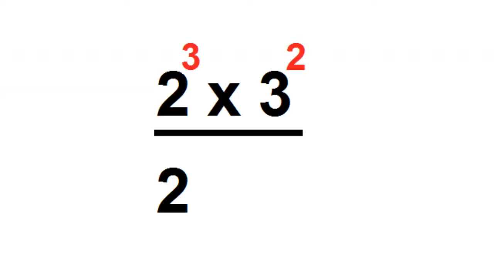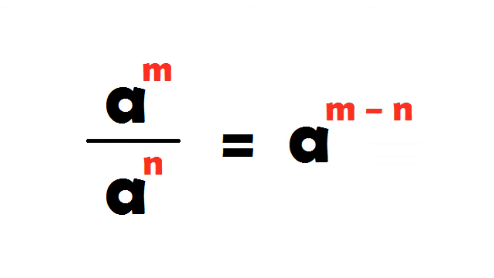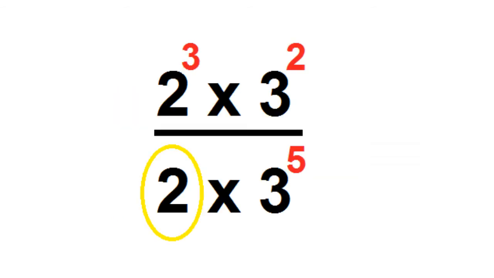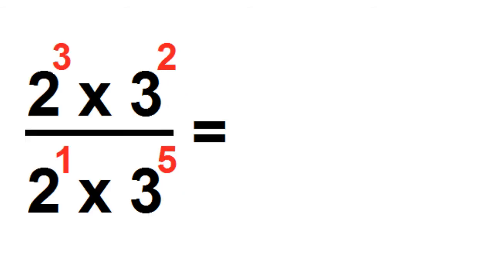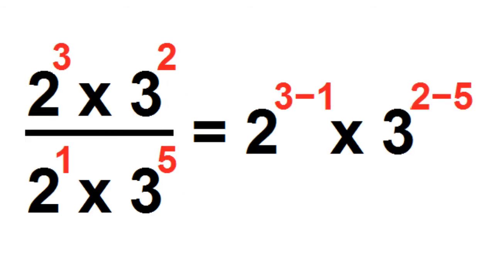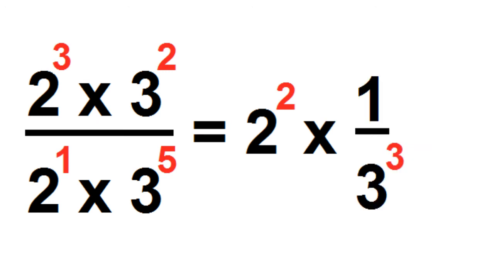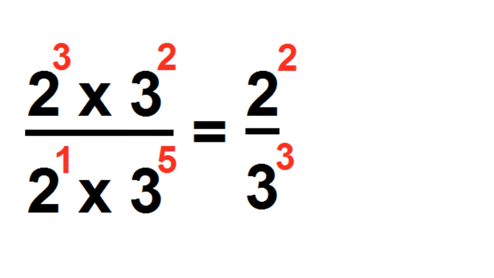We'll try one more, a little more complicated this time. Suppose we had 2 cubed times 3 squared over 2 times 3 to the power of 5. So there's a few ways we can do this. The first method is to use the index law about dividing index numbers with the same base. This 2 down the bottom is basically 2 to the power of 1, so we would have 2 to the power of 3 minus 1 times 3 to the power of 2 minus 5. We would have 2 squared times 3 to the power of negative 3, or we'd have 2 squared times 1 over 3 cubed, or basically just 2 squared over 3 cubed.